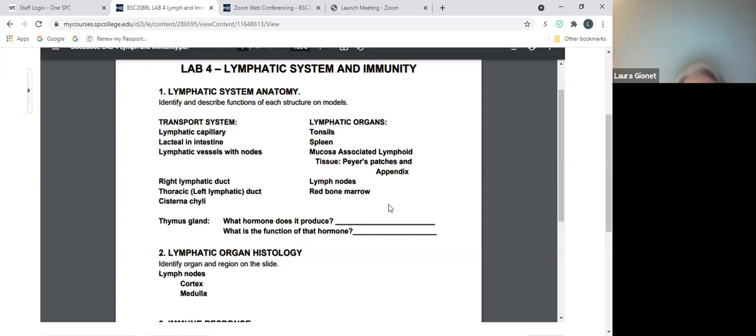in the digestive system. Lymph nodes, again, found on one of the same. We can look at a slide of it, and it was also on that model where we looked at the right lymphatic ducts and thoracic ducts. And then I believe there should be an example in those images of red bone marrow.